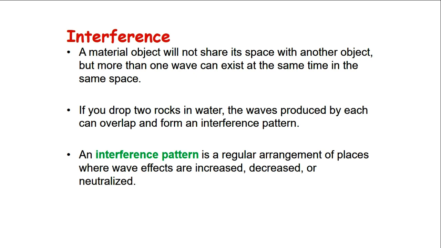If you drop two rocks in water, you will produce two waves. And these two waves, when they arrive at a common place at the same time, they overlap. They form an interference pattern. An interference pattern is a regular arrangement of places where wave effects are either increased or decreased, or maybe neutralized, cancelled.